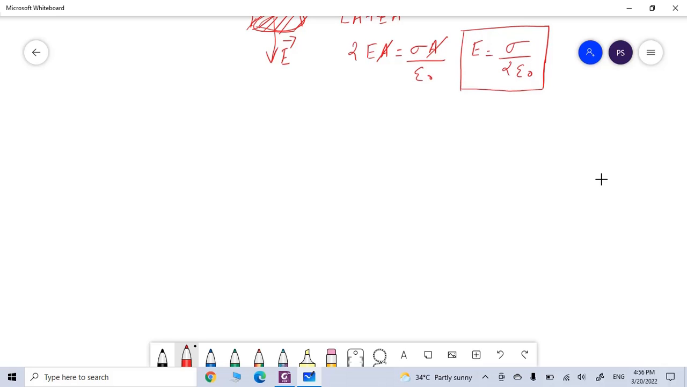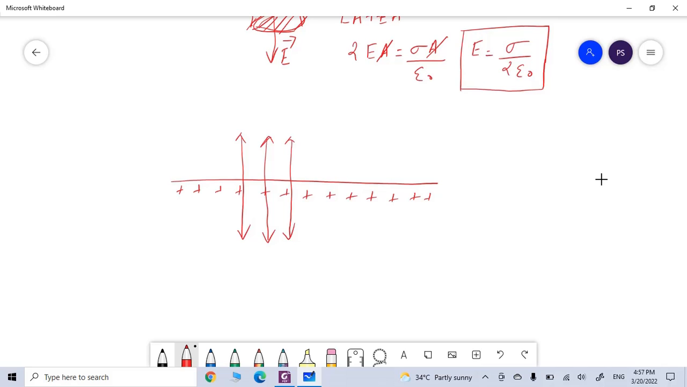Now, let's say that you have an infinite line of charge. So this line is charged something like this, and then you have the electric field which is pointing out in this direction. So this is the direction of the electric field.